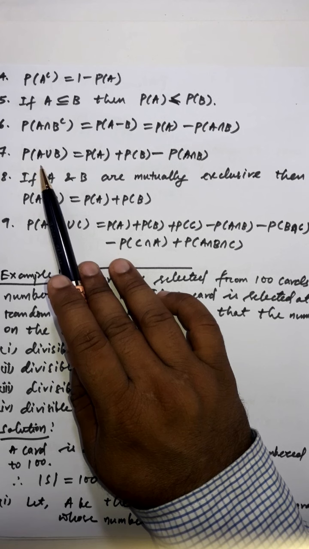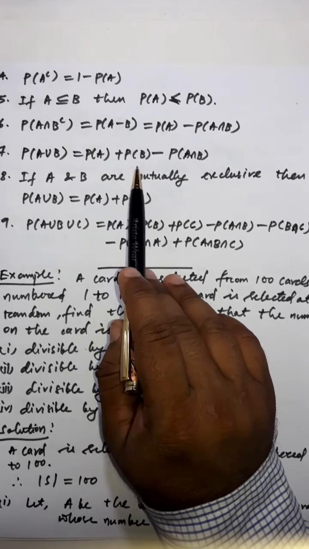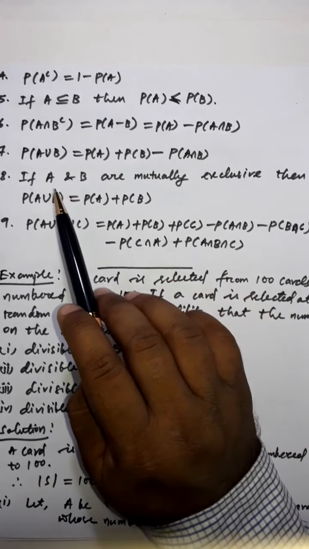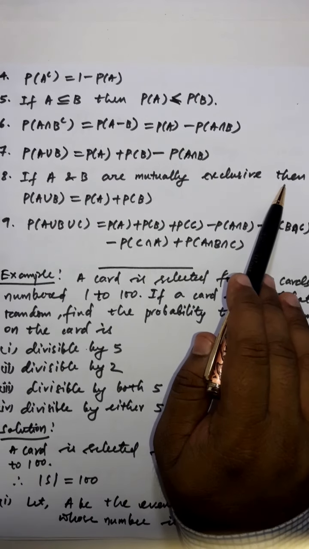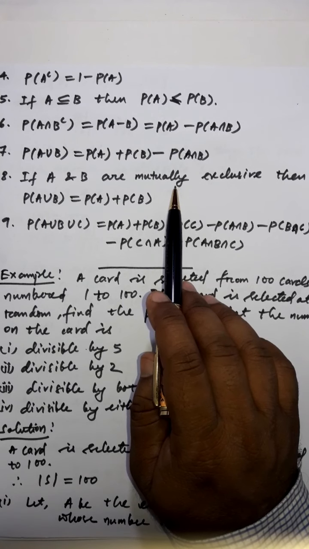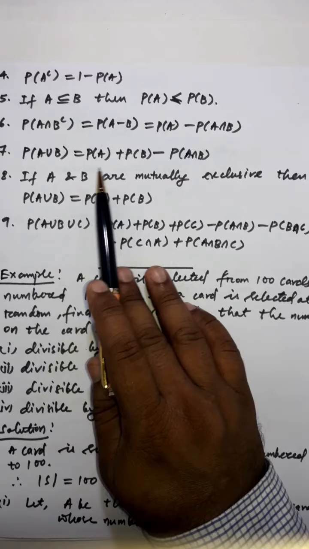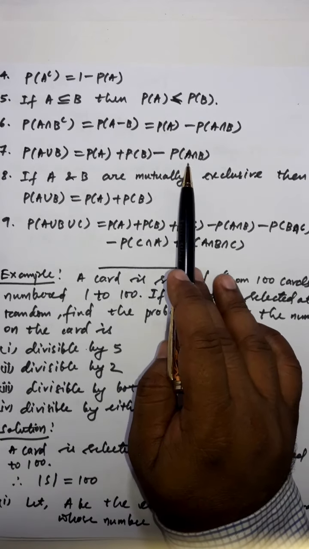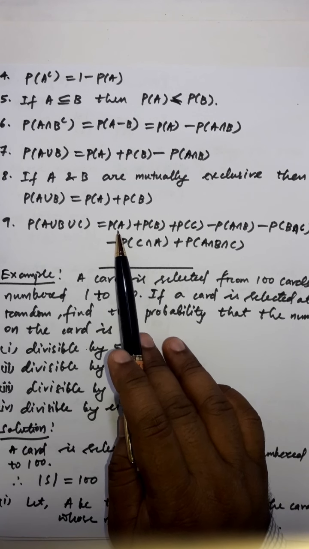The seventh property says that the probability of A union B is equal to probability of A plus probability of B minus probability of A intersection B. Now, if A and B are two mutually exclusive events, that means they are disjoint, that means A intersection B is equal to phi, then the probability of A union B will be probability of A plus probability of B, because here the probability of A intersection B will be 0, as A intersection B is phi.